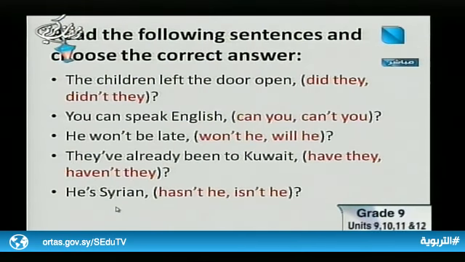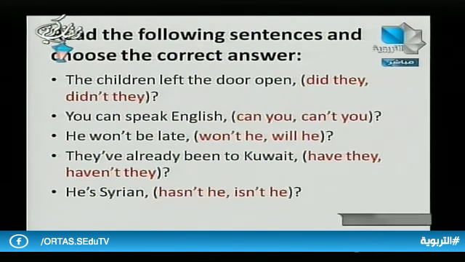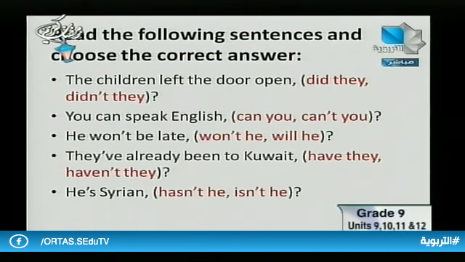He's Syrian. Hasn't he? Isn't he? Here also it's a tricky question. Some students may choose isn't, which is the correct answer, and some students may choose hasn't, which is the wrong answer.